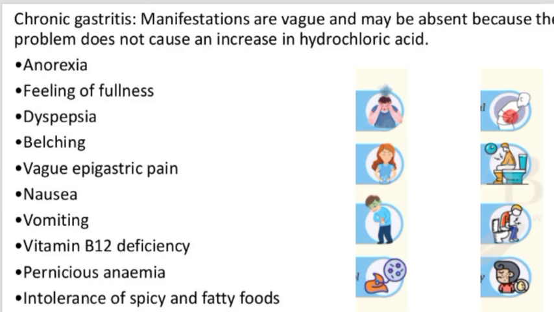Chronic gastritis. Manifestations are vague and may be absent because the problem does not cause an increase in the HCl. Anorexia, feeling of fullness, dyspepsia, belching, vague epigastric pain, nausea, vomiting, vitamin B12 deficiency, pernicious anemia, intolerance of spicy and fatty foods.